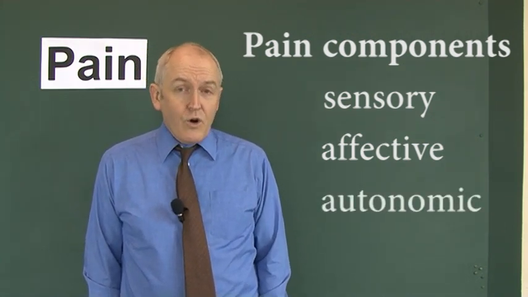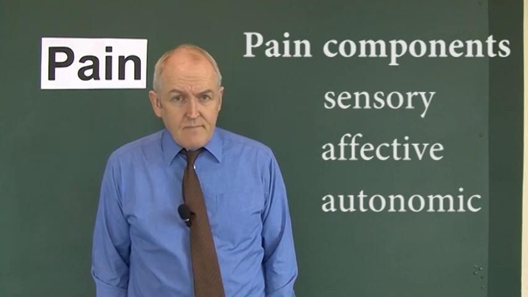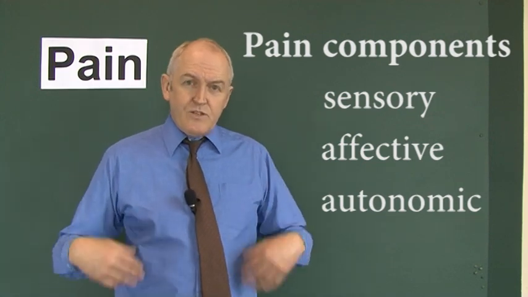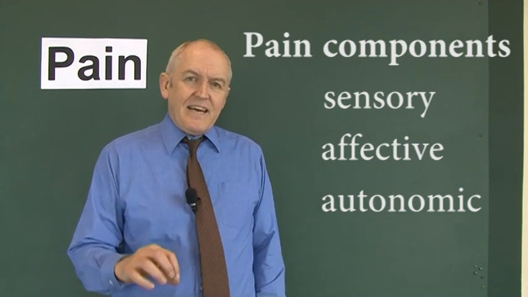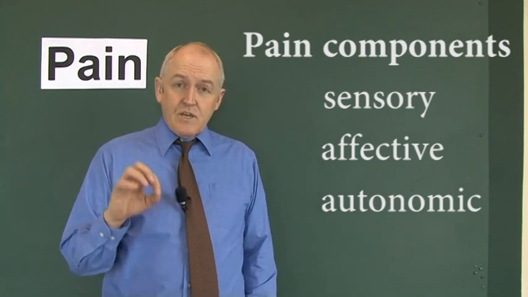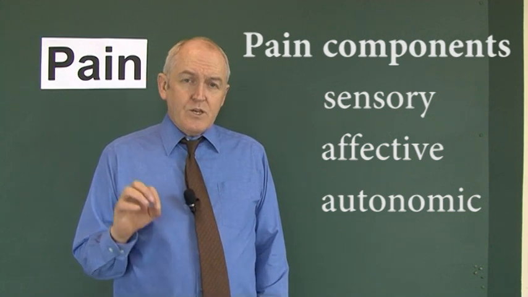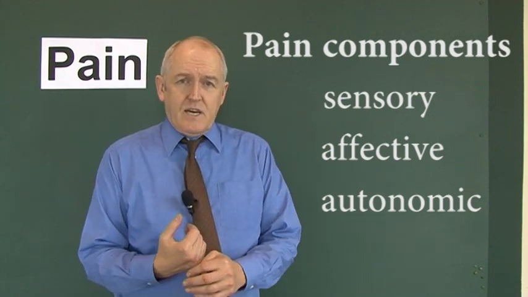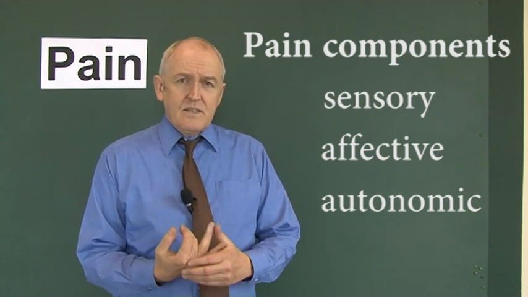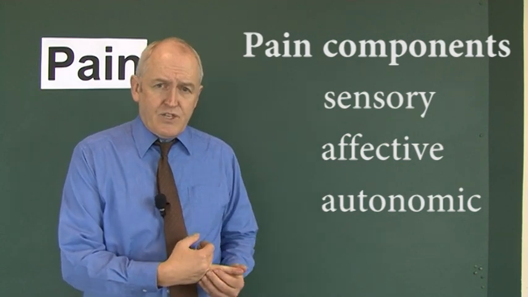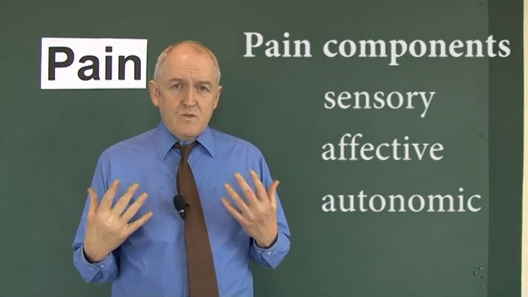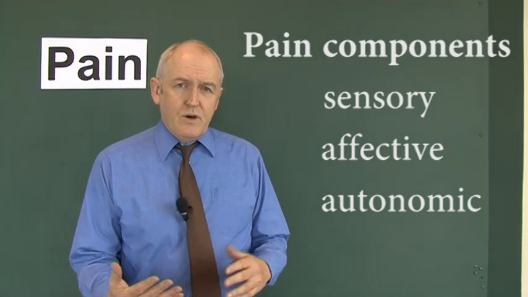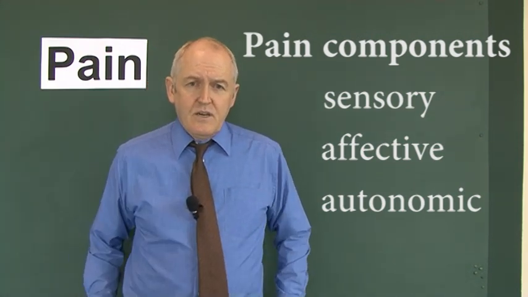And there's also an autonomic component. The autonomic nervous system is the automatic part of the nervous system, and particularly the sympathetic autonomic nervous system is going to respond to pain. So the patient in pain may have an increased heart rate. They can be tachycardic. They can be hypertensive. Their blood pressure can go up. Their respiratory rate can go up. They can become sweaty. These can be an autonomic expression of the pain.